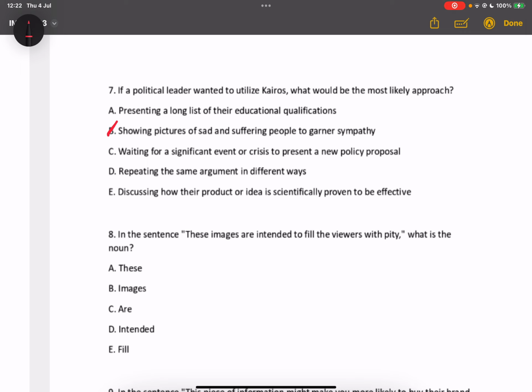Well, it's not A because it's not ethos. Yeah, Kairos is the timing. So C, waiting for a significant event or crisis to present a new policy proposal. It could be that because it's about timing. D, repeating the same argument in different ways. No. And E, discussing how their product or idea is scientifically proven to be effective. Well, that is logos. No. So Kairos is going to be C. So the answer to 7 is C.